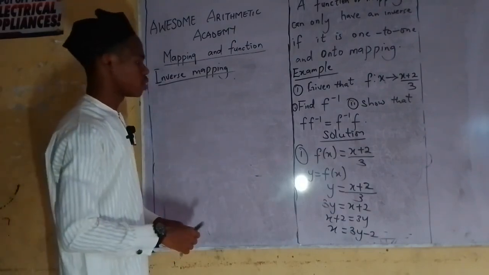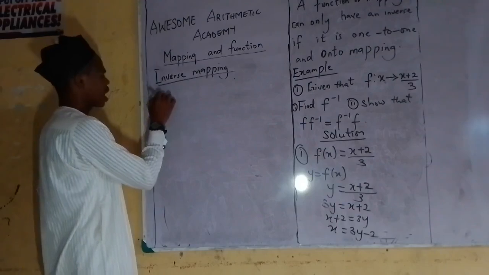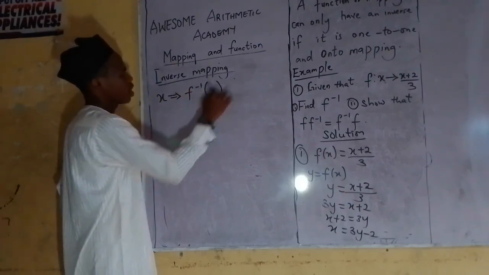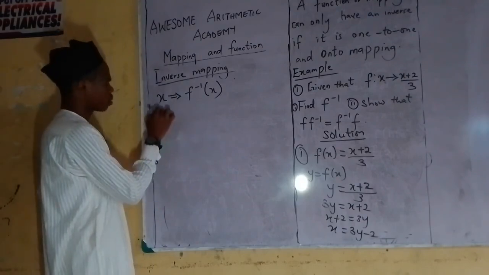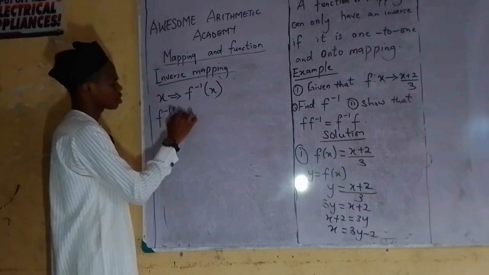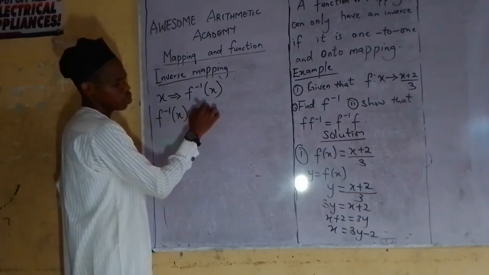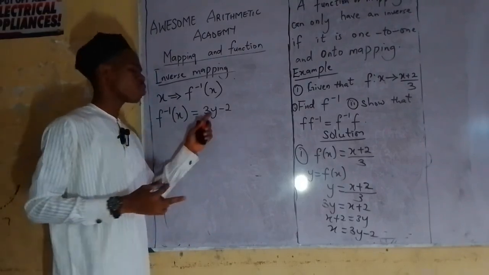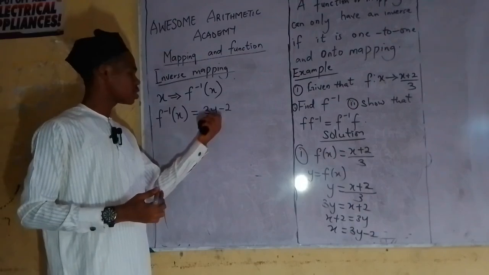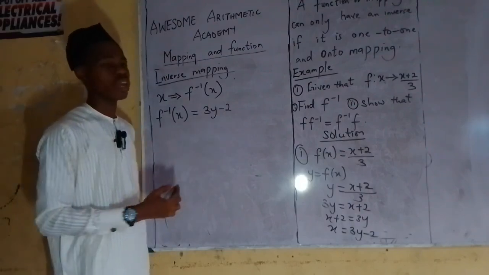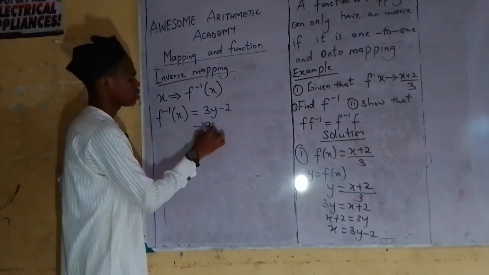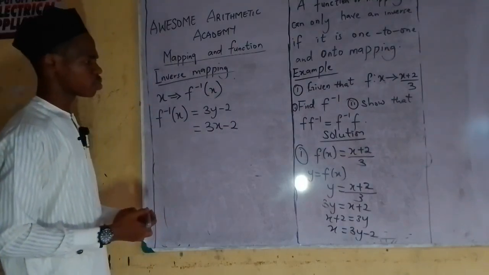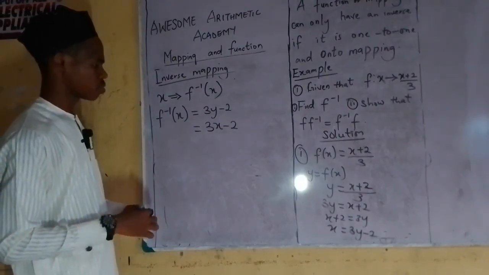What I'll be having now is that that x will now be my f inverse of x. So in that case, I'll be having f inverse of x to be equals to 3y minus 2. Then the next thing I will do, remember that we are working with x, not y. That means this y will be changed back to x. So I'll be having 3x minus 2. And that will be what we are going to have now.